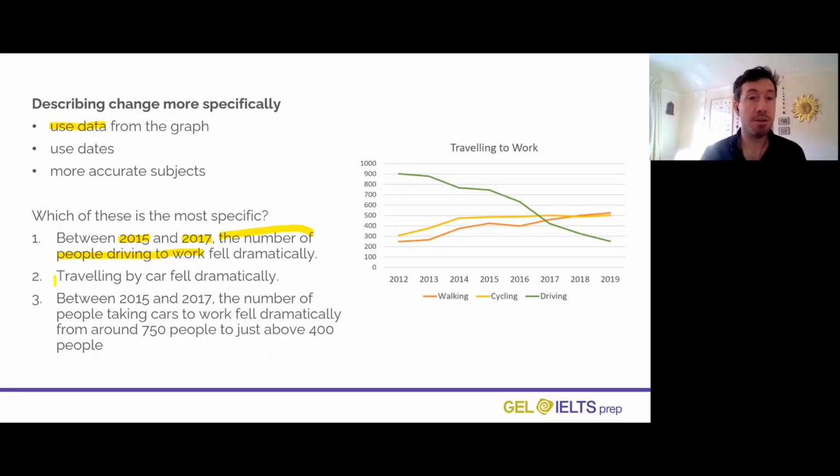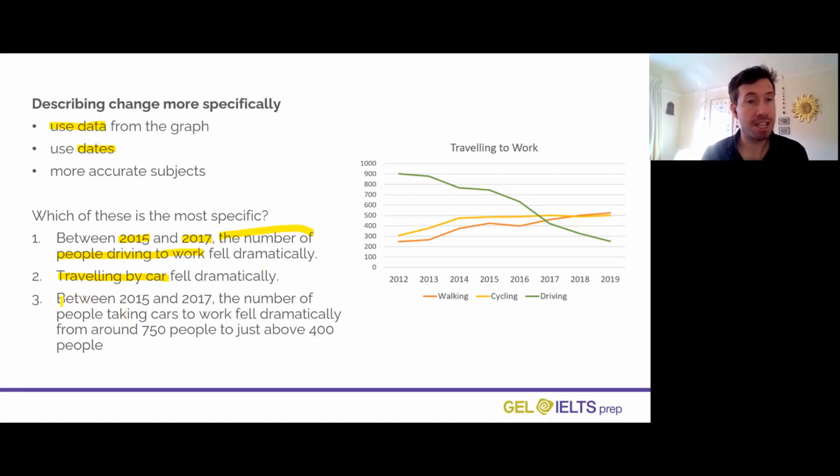So that's quite specific, but is it the most specific? We'll see. Well, number 2, you can see here is very short. It's a very short sentence, so probably it's not very specific. Traveling by car is, as I mentioned before, a bit of a general subject. This subject here, the number of people driving to work, that is much more specific because it tells you exactly what the graph is looking at. Traveling by car, it's not specific enough. Also, there are no dates and there is no data here. So this is the least specific.